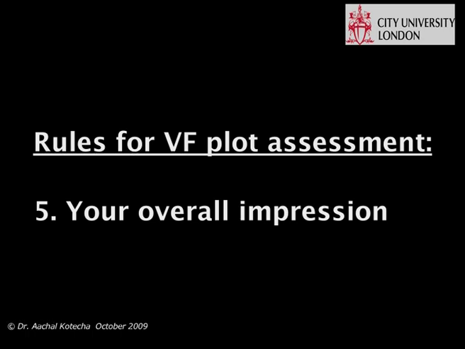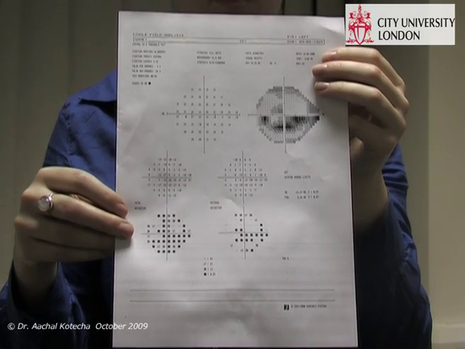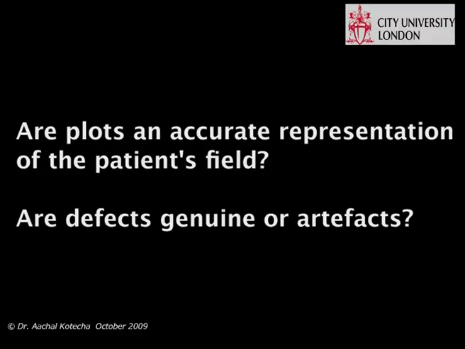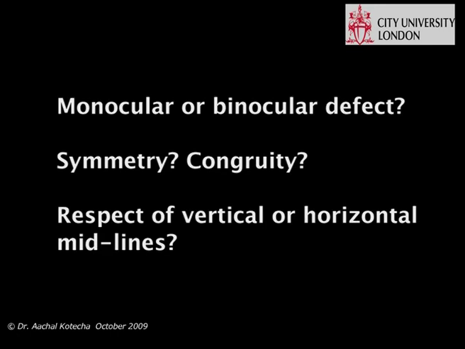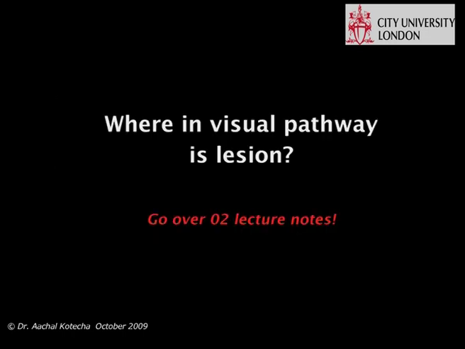Once you have examined the field plots in a systematic fashion, you should then give your impression of the test results and write them down in the patient's record card. Are the plots reliable representations of the patient's hill of vision, or are they artifacts? Look at the results from both eyes. Is the loss monocular or binocular? How symmetrical are the defects? Are they respecting the horizontal or vertical midlines? These sorts of questions will help you determine the location of the lesion in the visual pathway.